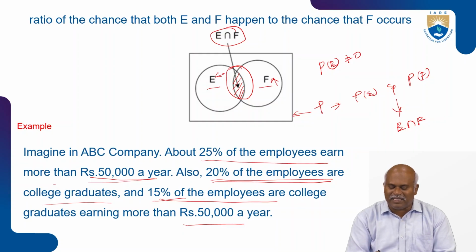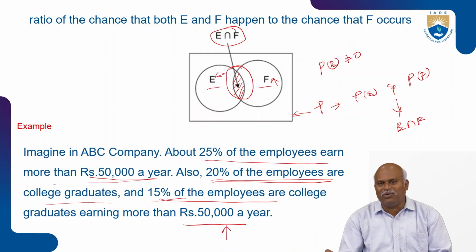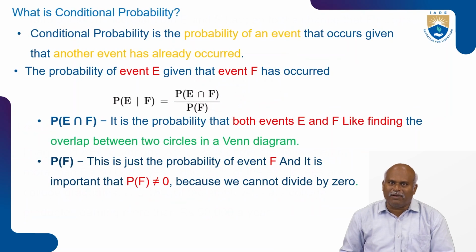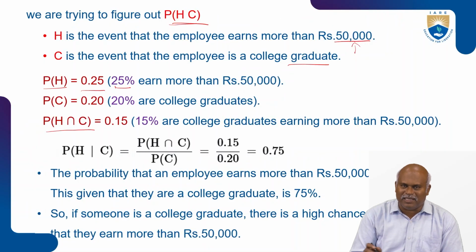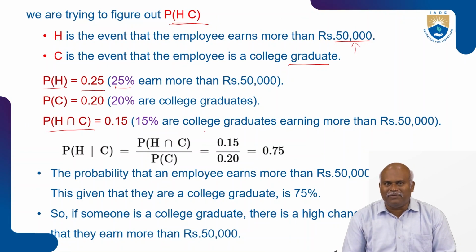They are getting salaries of more than 50,000. If some of them have more experience, they get more salary. Some of them are college graduates, and even so they are getting more than a 50,000 salary. They are going to be placed. So that percentage is represented as 15%. So the 15% are graduates earning more than 50,000.